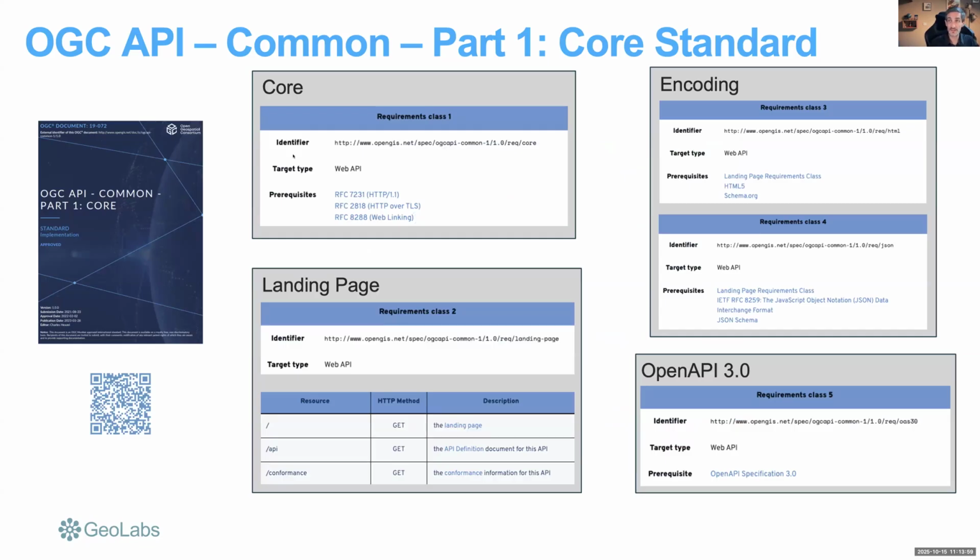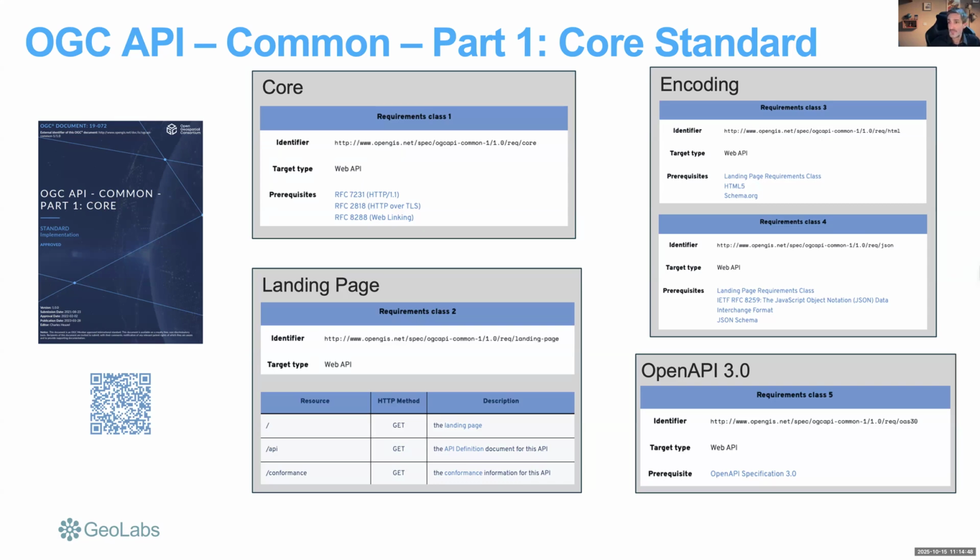As we are discussing OGC API Processes today, like any OGC API, it relies on the OGC API Common Part 1 Core standard, which defines 5 requirement classes. First, the core requirement class, which says that it should be a web API. Then we have the landing page, meaning that you need a landing page for your API with at least these 3 links available on the slide. The root, which is the landing page itself, and /api, which is the API definition, which can be OpenAPI or anything else, but in our case, we are only implementing OpenAPI support.